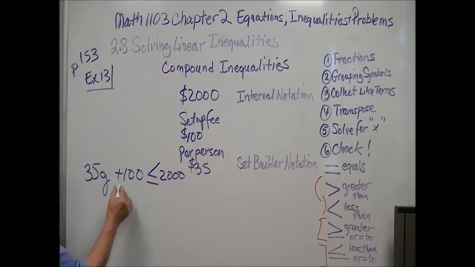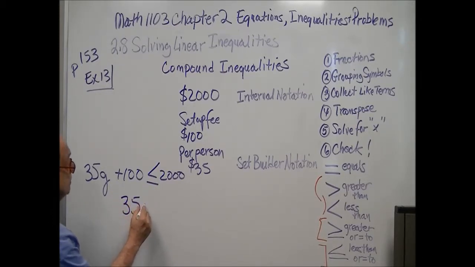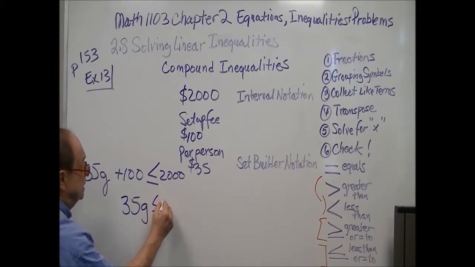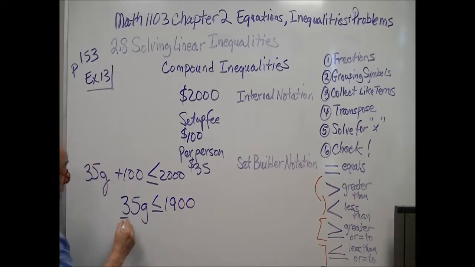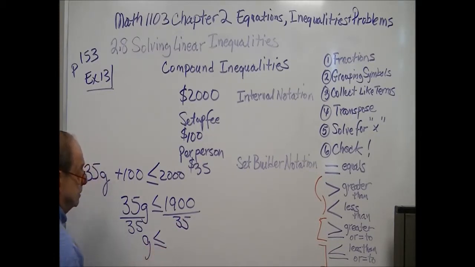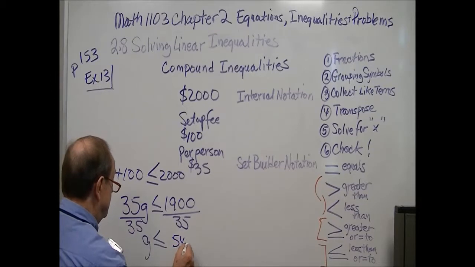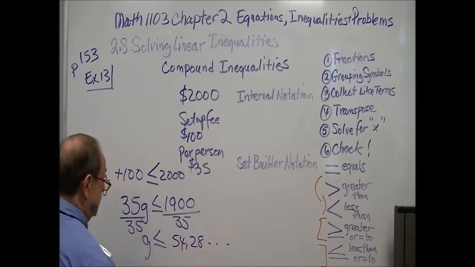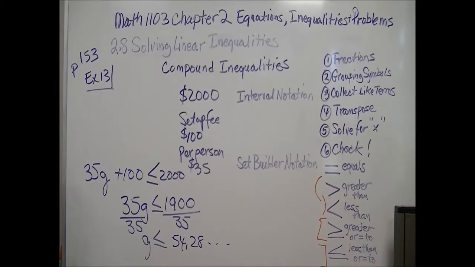Now how do you solve it? Well, we're going to transpose this. And this becomes 1,900. And then we just divide it by 35. n is less than or equal to, and I'll use my trusty calculator again, 1,900 divided by 35, and I get 54.28, and it trails on. The answer being, as your interpretation, I could have 54 guests. And I don't know if that includes the bride and groom or not.